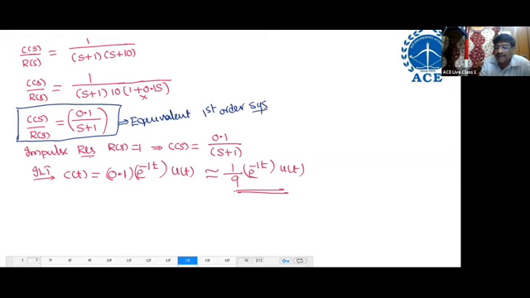What is the time constant? Tell now. Pole at -1. Pole at -1 means time constant equals what? Time constant equals 1 second. Like this, you have to find the equivalent first order system.